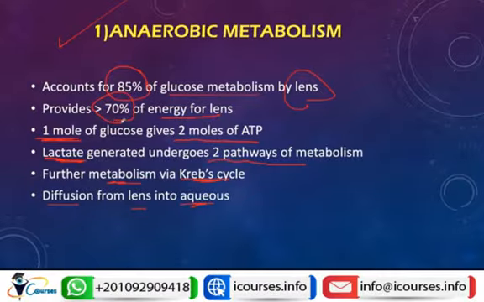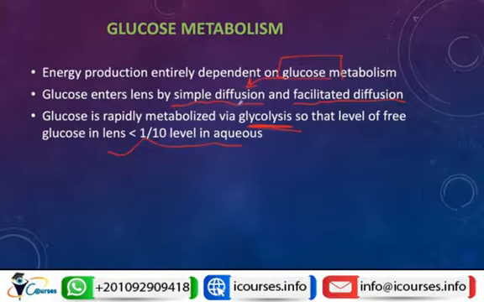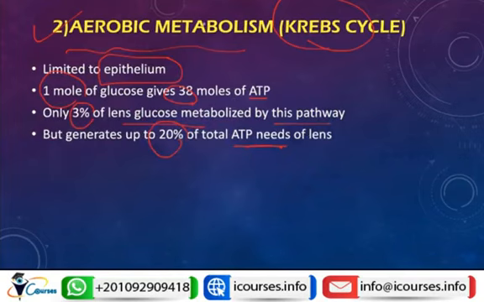So this provides more than 70% of the energy of the lens. Although only 3% of the glucose is metabolized through the aerobic pathway, since every 1 mole of glucose will produce 38 moles of ATP, this only 3% can produce as much as 20% of the total energy requirements of the lens.